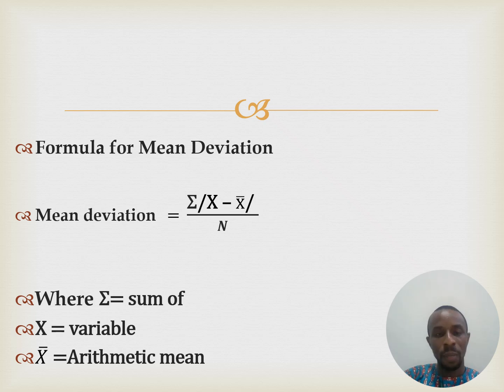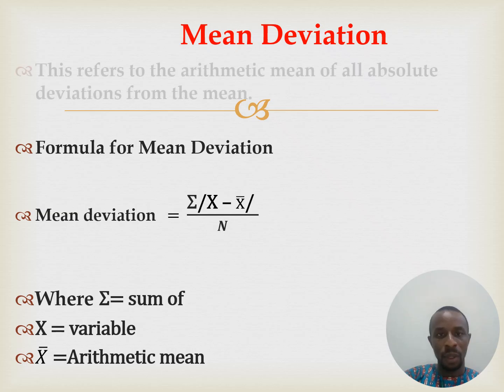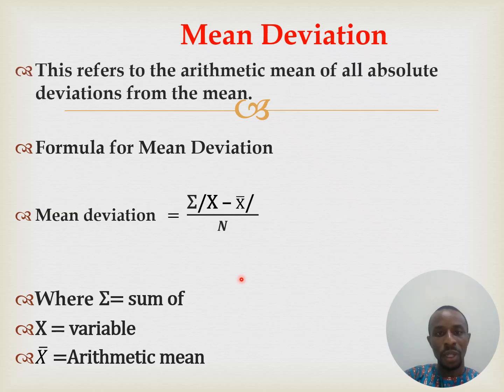Now, another measure of dispersion is mean deviation, and it refers to the arithmetic mean of all absolute deviations from the mean. And the formula for that is summation of x minus x bar, divided by n. X bar is the arithmetic mean. X here is the variable, that's the number, while this is the summation.